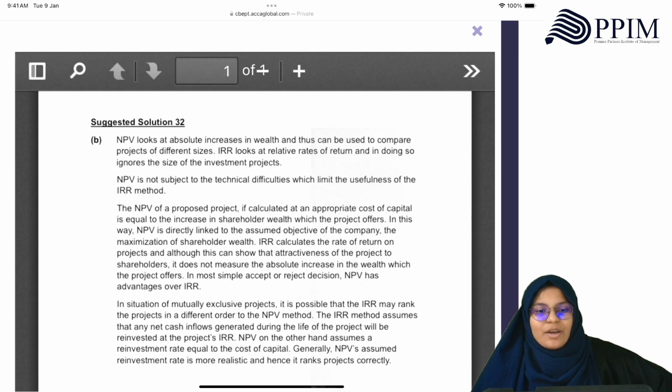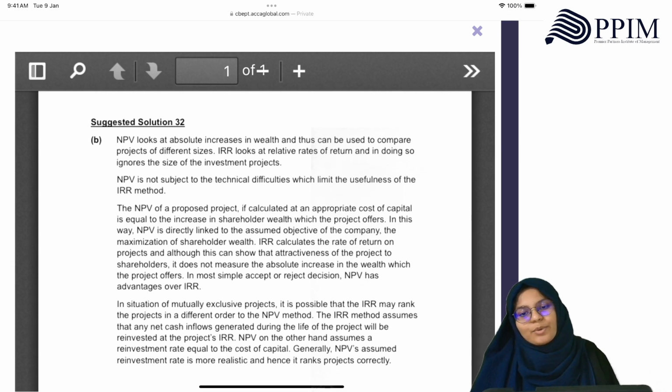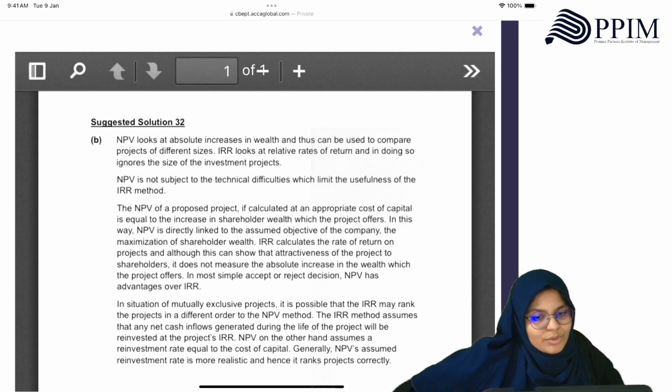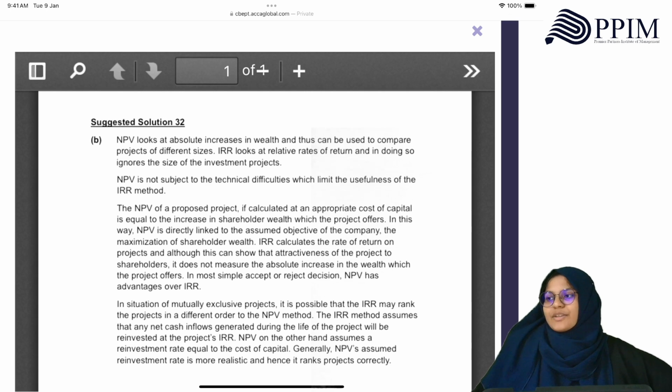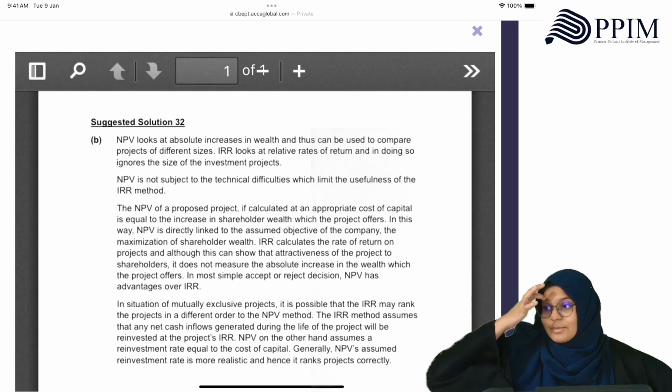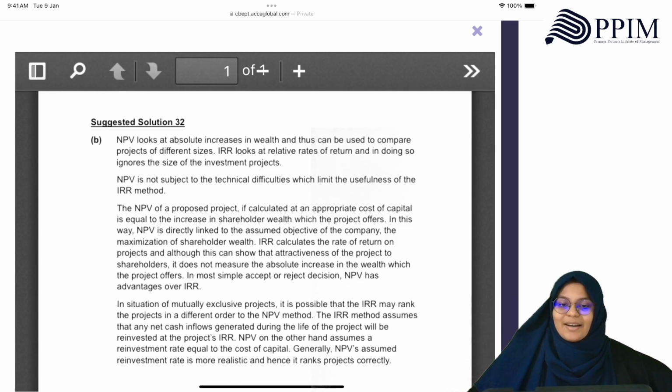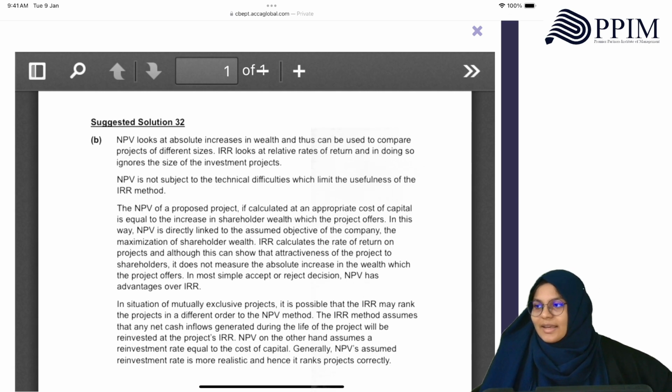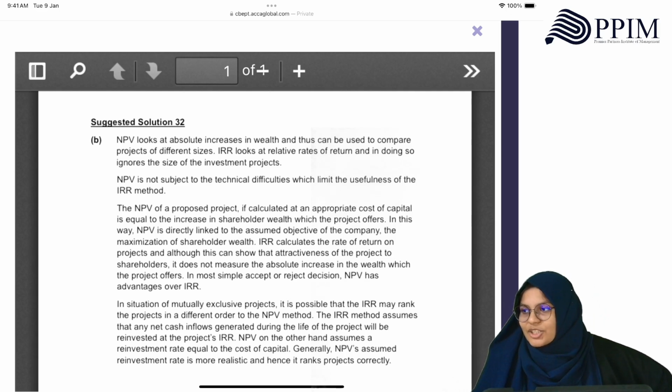Then it's saying the NPV of a proposed project, if calculated at an appropriate cost of capital, is equal to the increase in shareholder wealth that the project offers. So if the cost of capital is correct, then the NPV is basically how much the shareholder will earn from that particular project. In this way, NPV is directly linked to the assumed objective, which is maximization of shareholder wealth, whereas IRR calculates the rate of return. Although this can show the attractiveness of the project to shareholders, it does not give exactly how much their wealth is increasing by. With NPV, they know that by 163,000 my wealth will increase. IRR, they can't mention that.